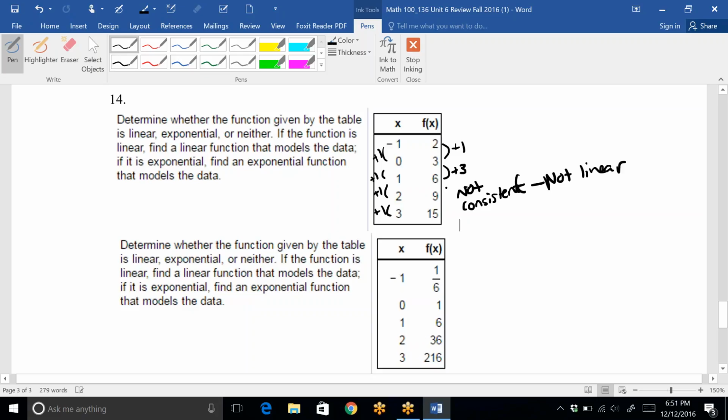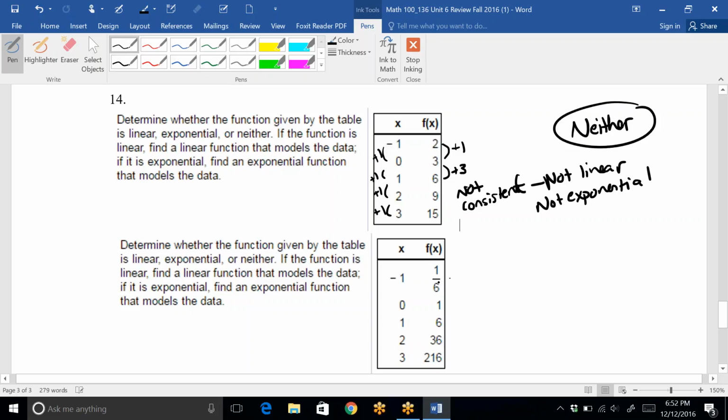Okay? To check if it's exponential, you have to ask yourself, 2 times what equals 3? Well, that's not something normal. 3 times what equals 6? That'd be 2, but 6 times nothing that we know equals 9. So there's not even a multiplication pattern here. So there's also not an exponential relationship. So that means that this case would be a neither.